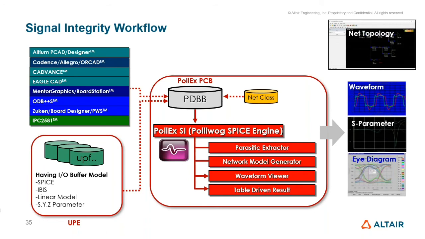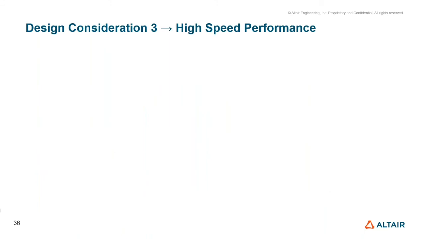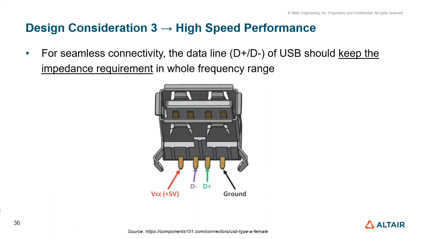Now, having looked at the workflow, let's look at the design considerations and how signal integrity analysis takes care of these considerations. So the third design consideration is regarding high-speed performances. So for seamless connectivity, we have to make sure the data lines of USB meet the requirement of the USB standard, one of which is they should match the impedance requirement for the entire operating frequency range. If these requirements are not met, there could be errors leading to information loss, which may result in improper functioning of the system.